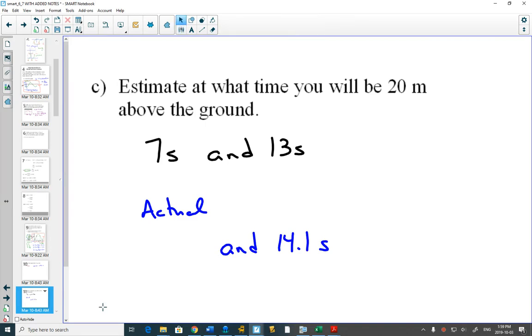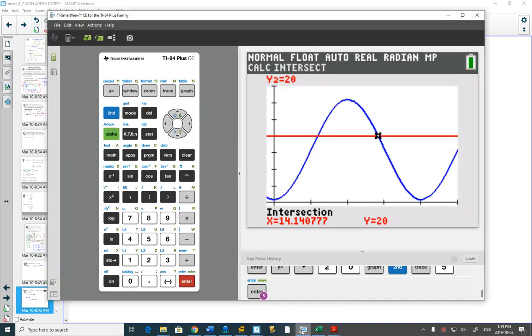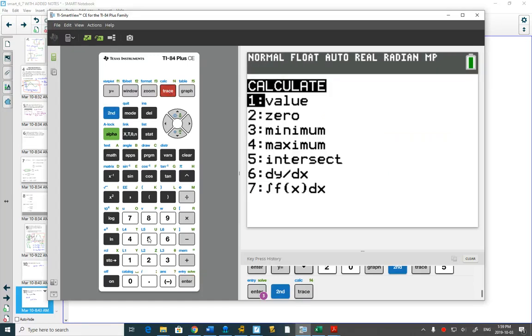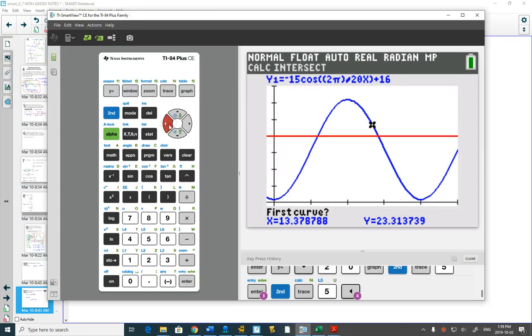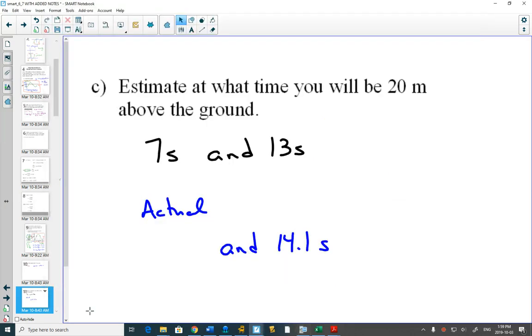So we should be able to figure the other one out without going to our calculator. Do some mental math, figure it out, and I'm going to verify it here with our calculator. If one of them was 14.1, the other one is 5.9. So again, our estimates weren't bad, but the actual ones were even better.